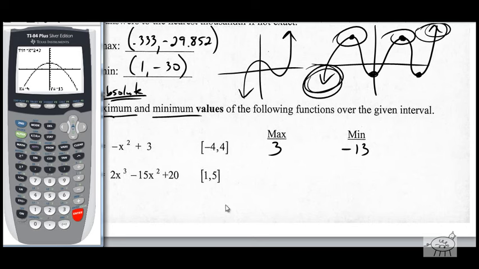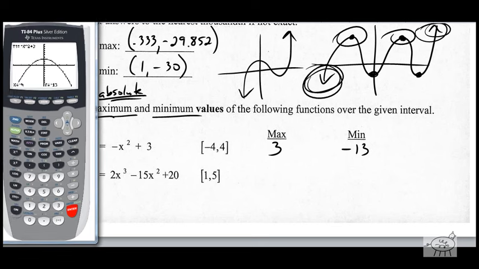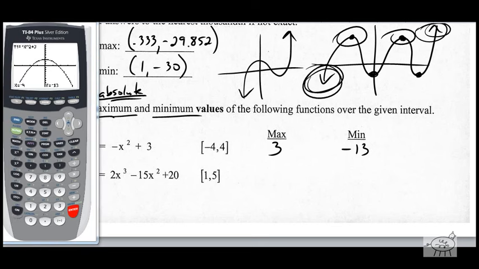All right. So let's do the last one here. Move the calculator over. It's 2x cubed minus 15x squared plus 20. So let's type that guy in.